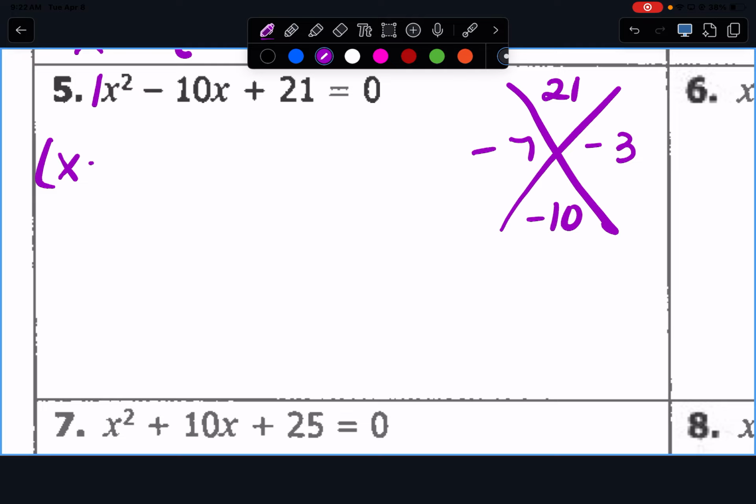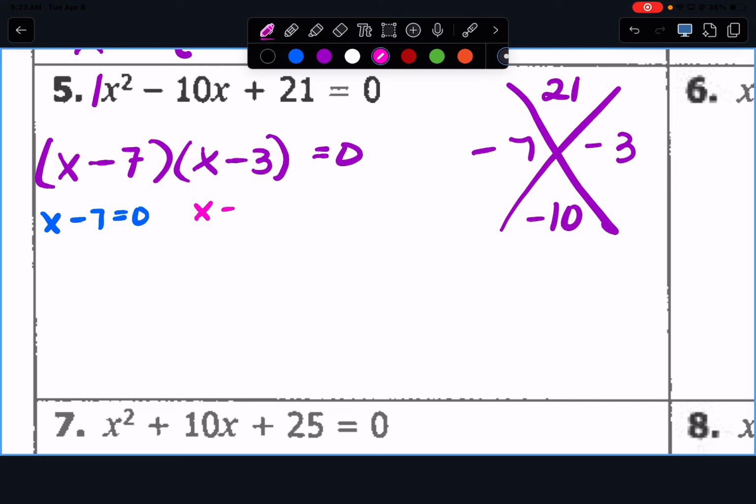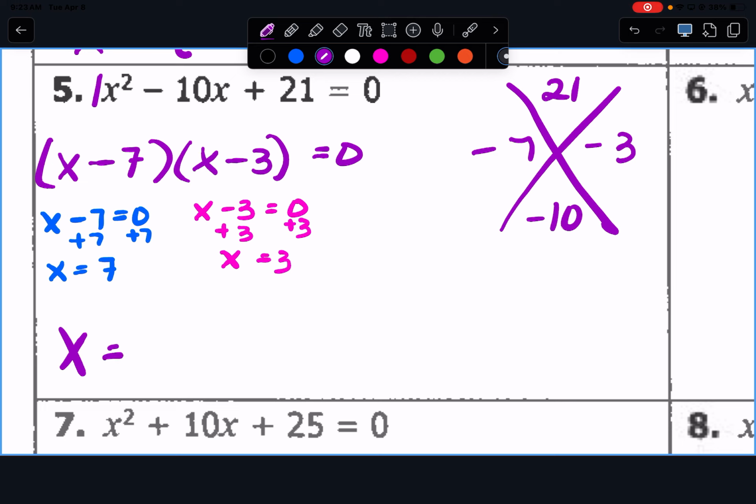X minus 3. Now, to get our solution, what should we do? Take each piece, set them equal to 0. To solve x minus 3 equals 0, what do we do? To solve x minus 7 equals 0, what do I do? So to write our solution set, we have x is equal to 3, 7, because we just go from smallest number to biggest number.